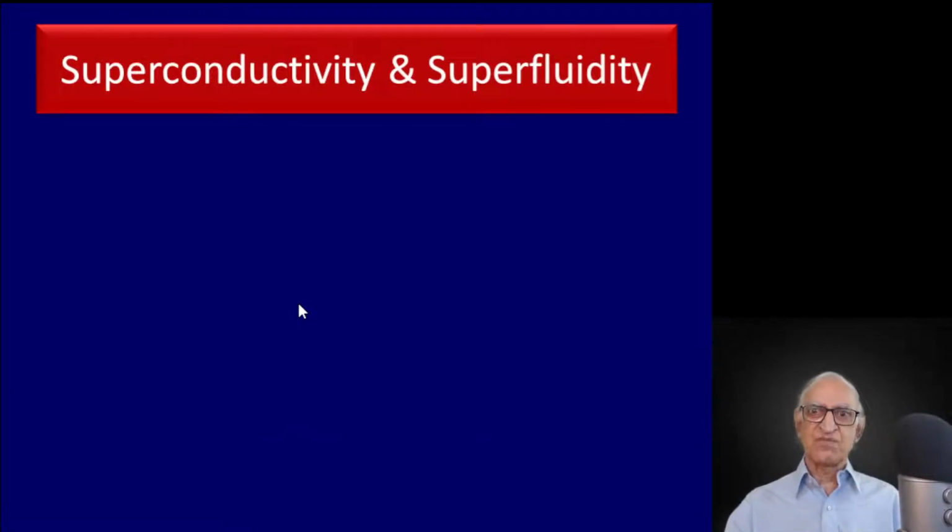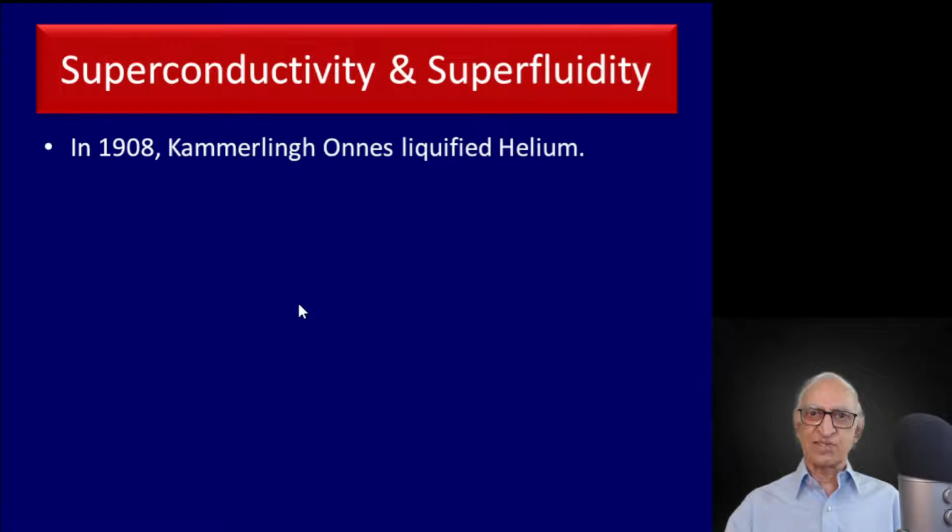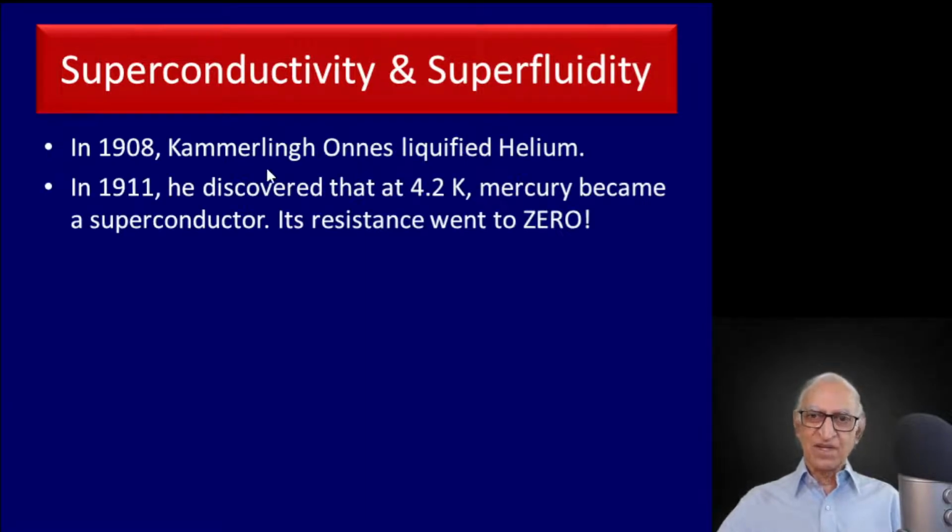First, let us briefly recall, for those of you who have not studied these phenomena, what superconductivity and superfluidity are. In 1908, the Dutch physicist Kamerlingh Onnes liquefied helium. It was a great technical achievement. Helium nuclei have such low mass that it was very difficult to liquefy it. Oxygen had been liquefied, nitrogen had been liquefied, air had been liquefied, of course, but liquid helium was finally liquefied by Kamerlingh Onnes.